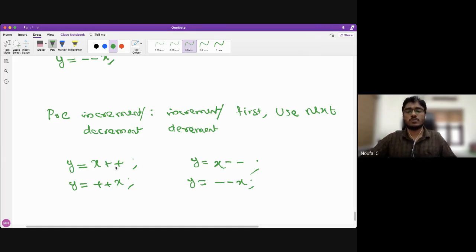So if it is simply x plus plus or x minus minus, there is no difference in the actual working. But if it is used by some other variable, just like when we are assigning the value to some other variable, then the difference comes.